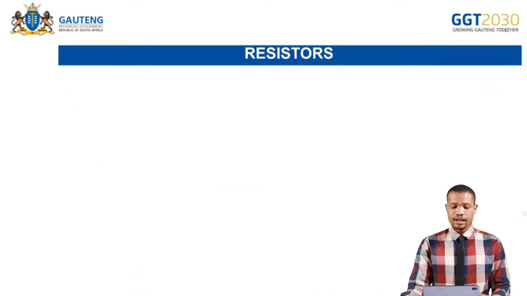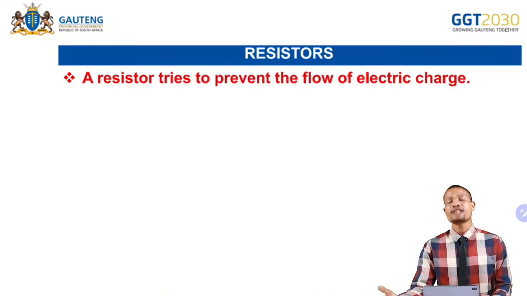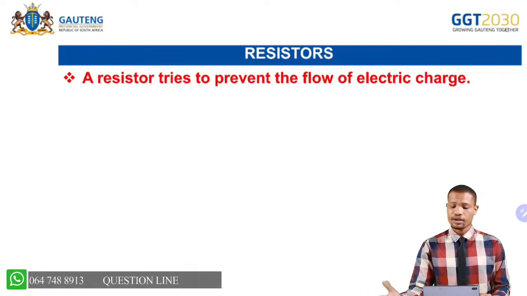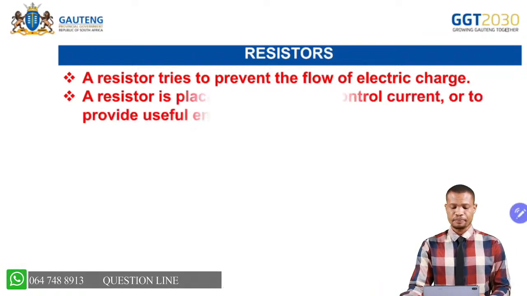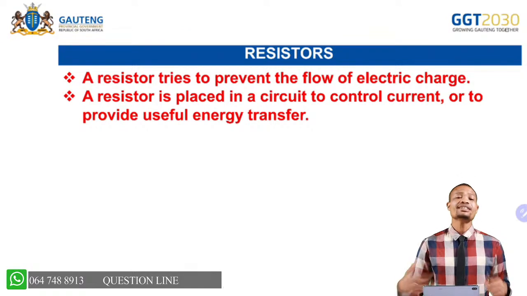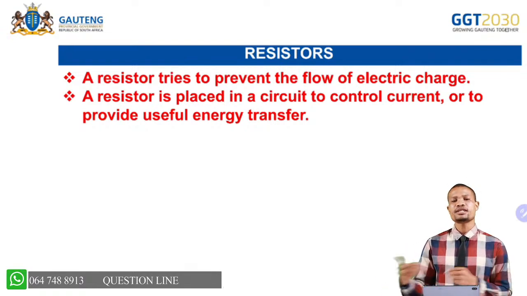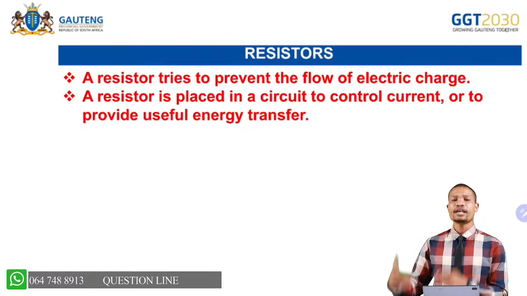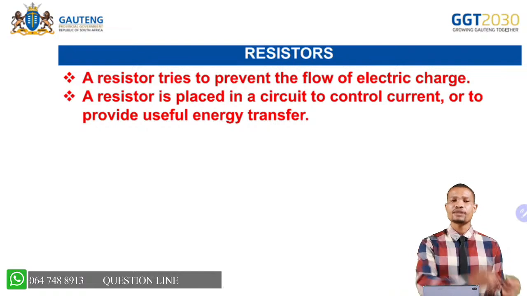Okay, let us continue. So we said that a resistor tries to prevent the flow of what? Of electric charge through itself. A resistor is placed in a circuit to control current or to provide useful energy transfer. Now, what do we mean by useful energy transfer? We know that in electrical systems, there are energy transfers. But what is a useful energy transfer? A useful energy transfer is when we convert electrical energy or any form of energy into an energy that we can use to accomplish a particular purpose.